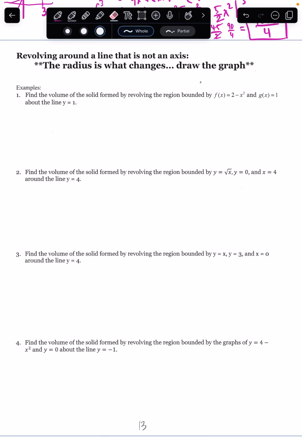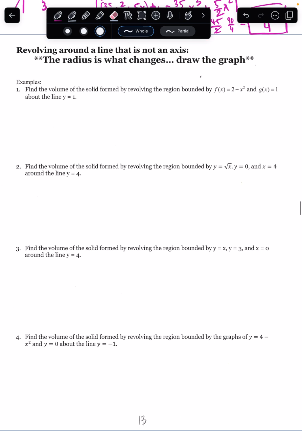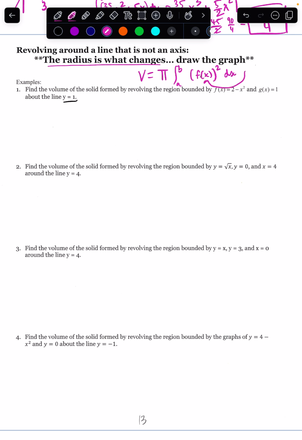Okay, so I am going to show you how to revolve around a line that is not the x-axis. For example, in the first one, we're revolving around the line y equals 1. The key thing you need to know is that the radius is what changes. Recall that when we revolve around the x-axis, it's pi, the integral from a to b, of f of x squared dx. f of x is your radius. And when we revolve around a line other than the x-axis, it is your radius that changes.